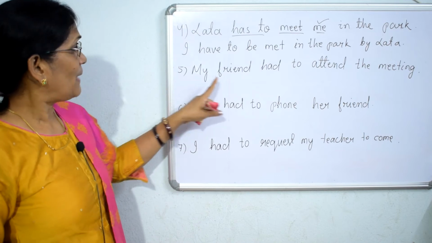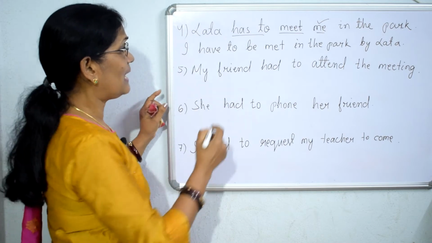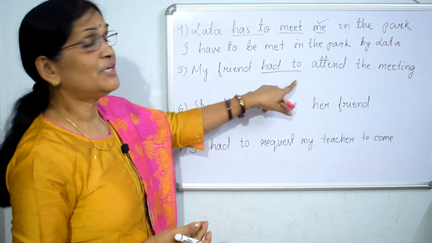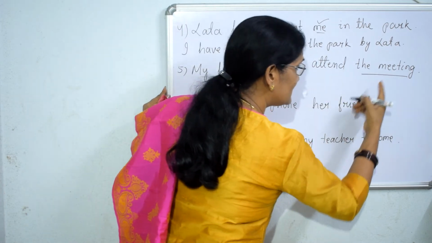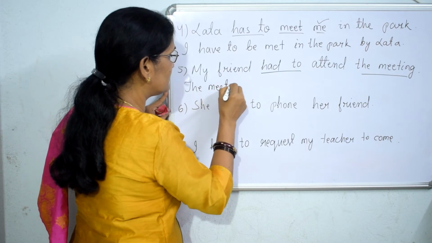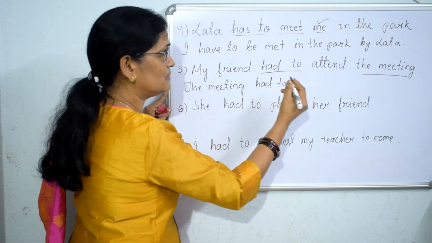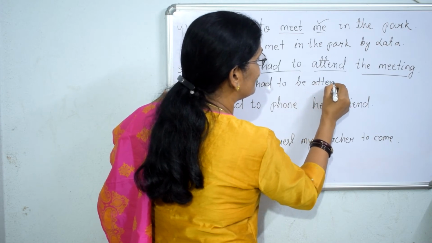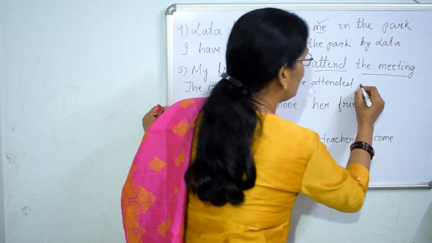My friend had to attend the meeting. Had to is the past form of have. Attend what? The meeting. The meeting had to be attended by my friend.